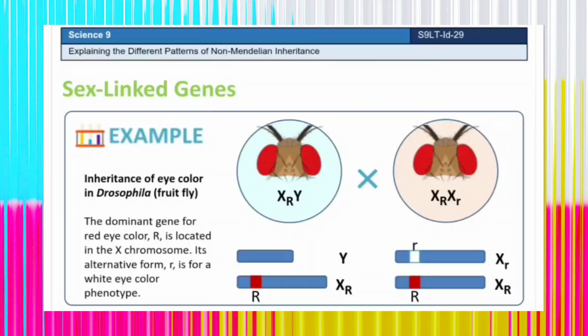The dominant gene for red eye color, R, is located in the X chromosome. Its alternative form, r, is for a white eye color phenotype. A male red-eyed fruit fly is crossed with a female red-eyed fruit fly. The female parent is also a carrier of the recessive gene, r. Both parents, in this example, are from the F1 generation.